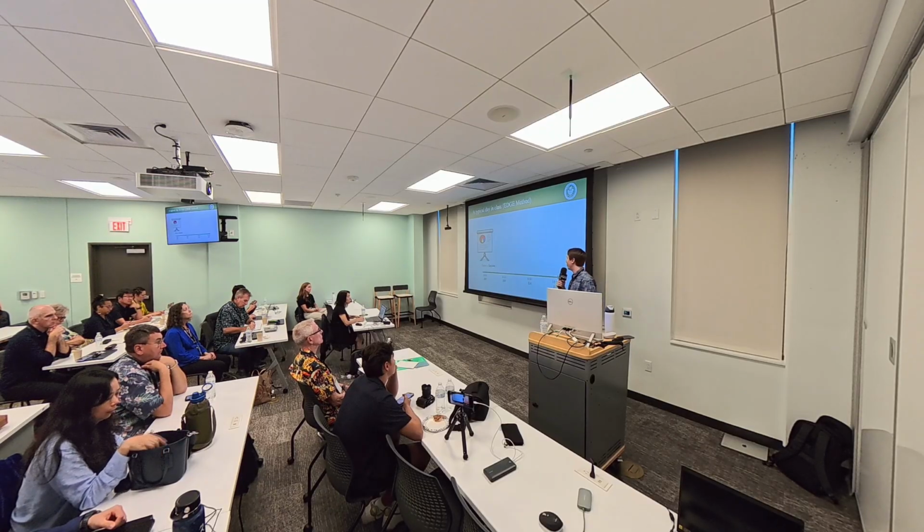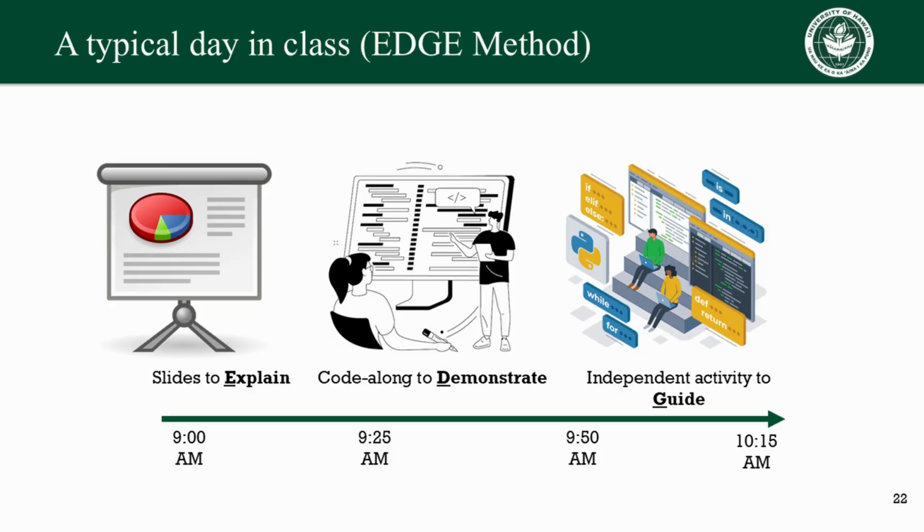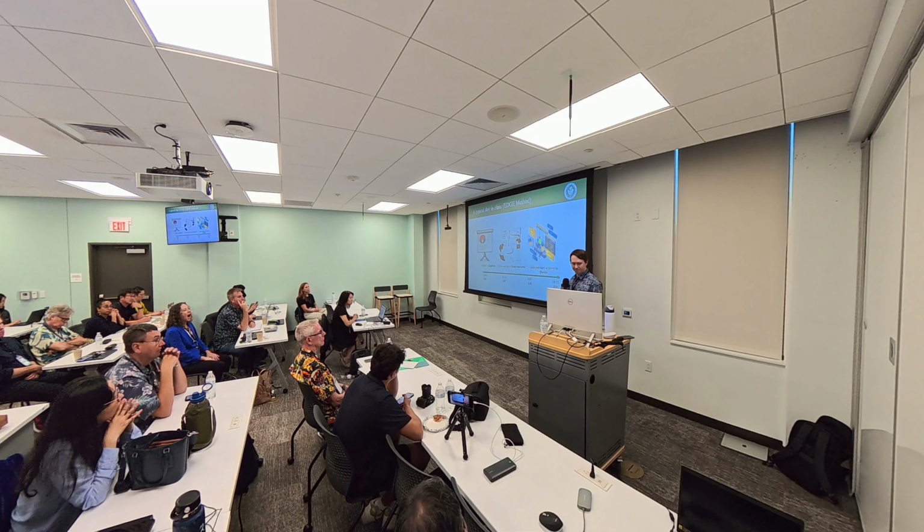So here's a breakdown of how the class works. First, every class starts out with some slides to explain the concepts. Then there's a code along period where I'm typing and all students are following along. And then the last part of the class is the students work independently on a project or a small exercise.